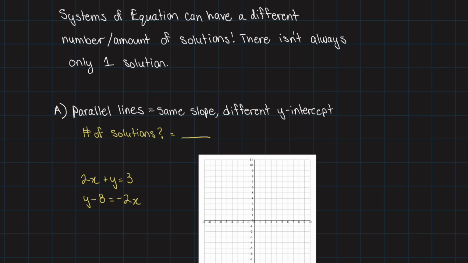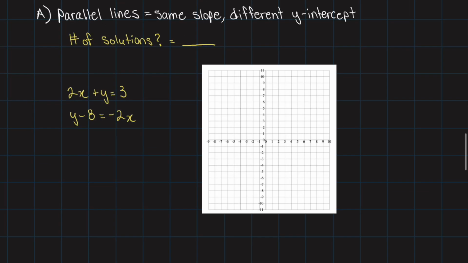There are cases where you can have multiple solutions and you can also have none. Let's learn those different cases so that you can identify them. Starting with this first one, parallel lines, which are when they have the same slope but different y-intercepts. A good way to remember this is literally parallel lines.